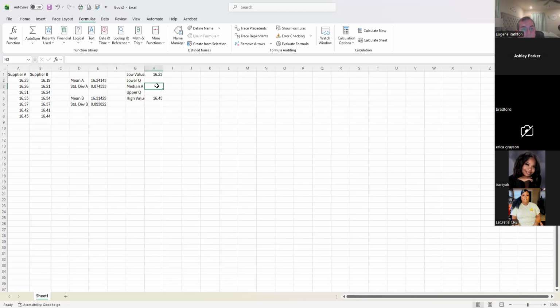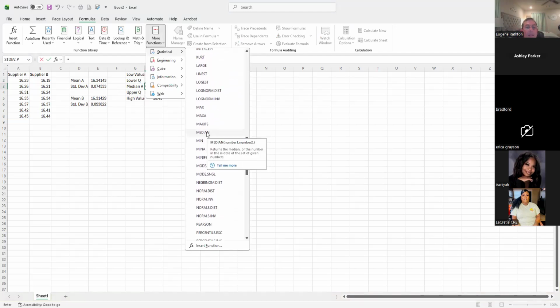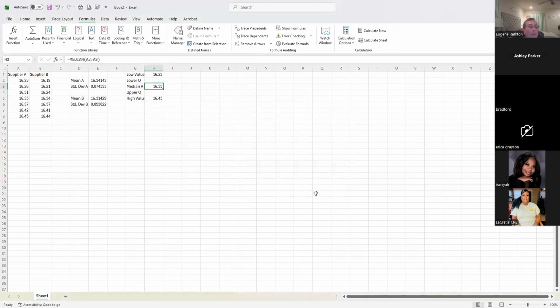So the median, I'm going to put equals. I'm going to go to more functions, statistical, and they go down. They're in alphabetical order, and you're going to find median. So now I'm finding the median of the whole set of data. So I'm going to highlight the whole column and then hit enter. So our median is 16.35, and y'all, we can tell because that's the middle value. Remember, the median is the middle. So we didn't have to do that to get the middle since they were already in order. But I just wanted y'all to see how to do that.